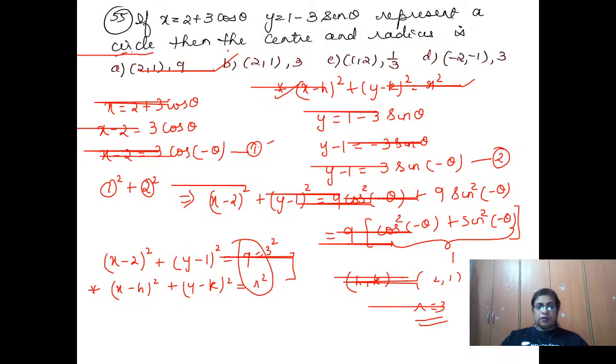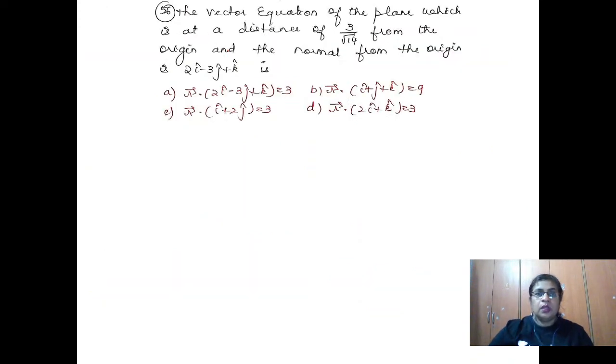Okay. Yes. So we have a few more questions left. Coming to the next question. The vector equation of the plane which is at a distance of 3 by root 14 from the origin. So what have they given us? They have given us it is 3 by root 14 from the origin.